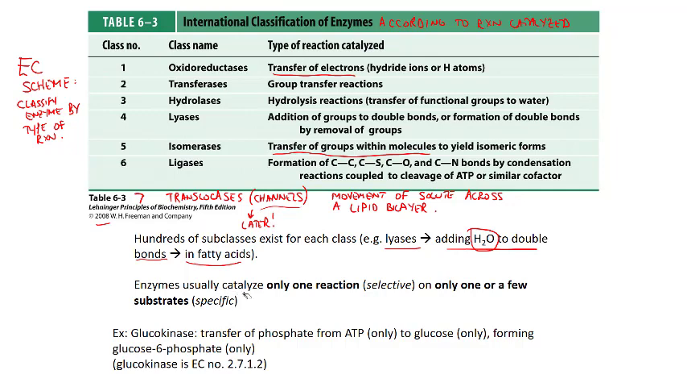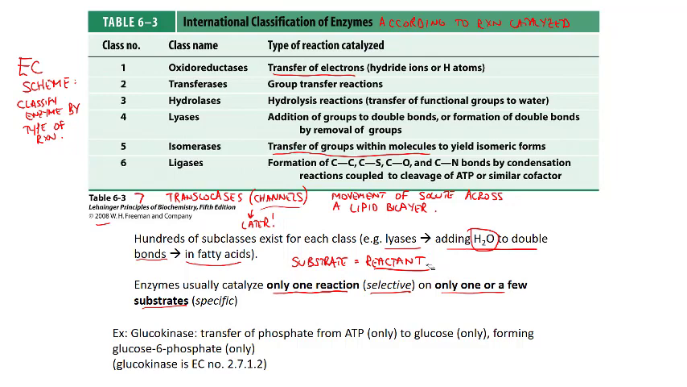Anyway, most enzymes usually catalyze only one reaction, which we've already said before. That's why this enzyme classification scheme makes sense. So that means that enzymes are said to be selective. They catalyze only one type of reaction, and they are active on only one or a few substrates. A substrate is just the term we use for the reactant of a chemical reaction.